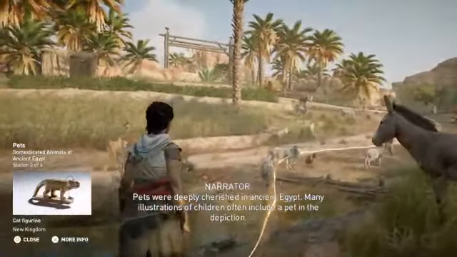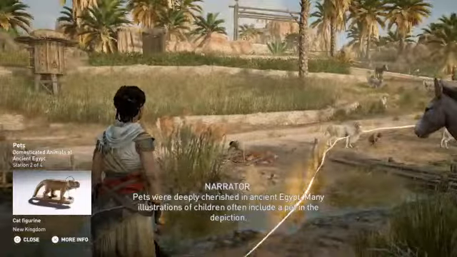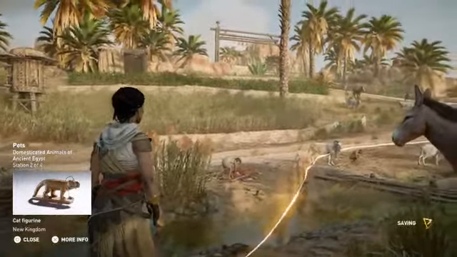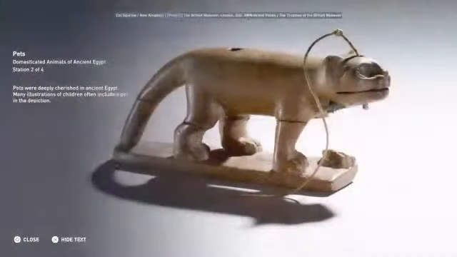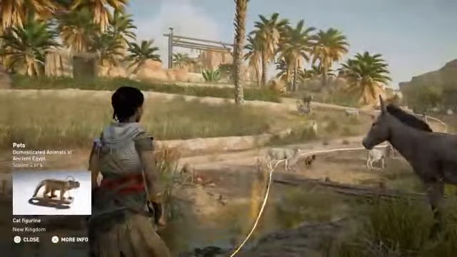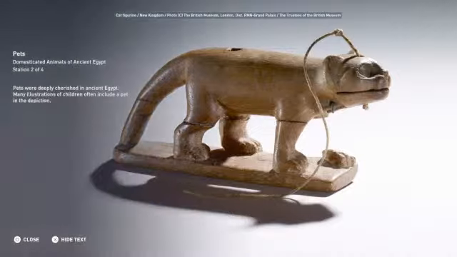Pets were deeply cherished in ancient Egypt. Many illustrations of children often include a pet in the depiction. That's, of course, a cat figurine, New Kingdom. Photo credit, British Museum, London.